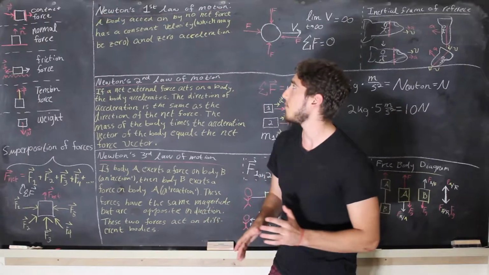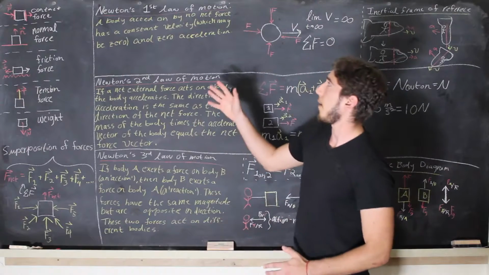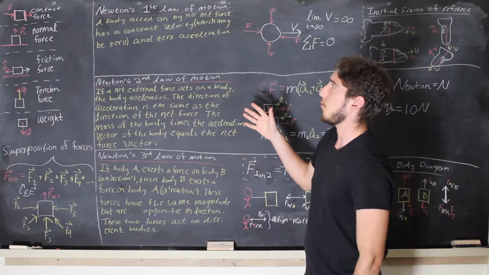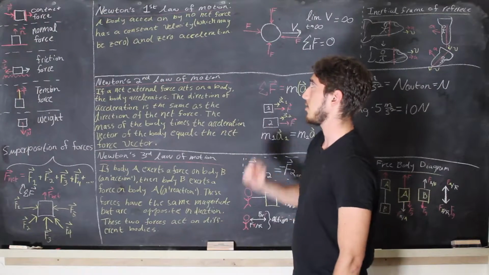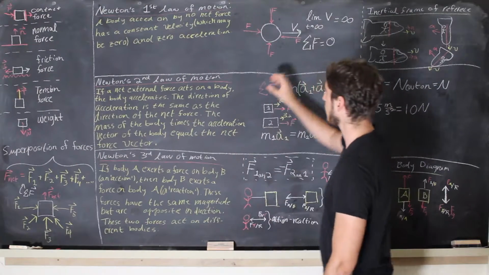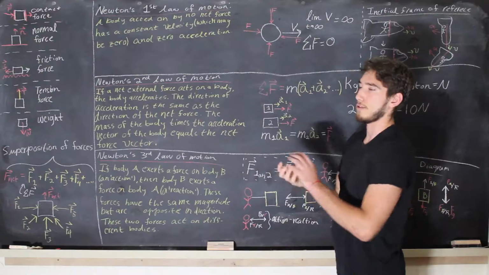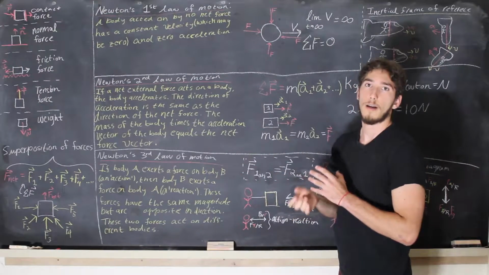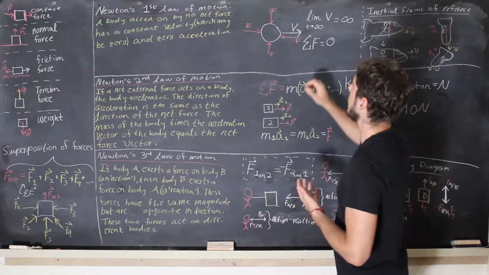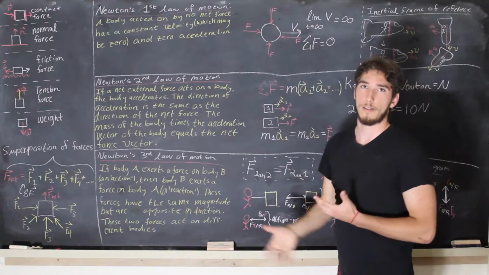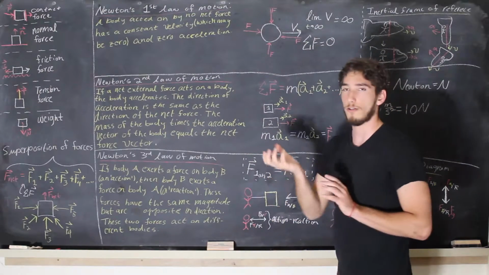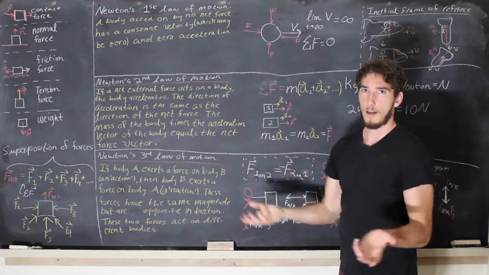So Newton's first law of motion is: a body acted on by no net force has a constant velocity, which can be zero, and zero acceleration. So if I had a ball, and this ball was moving or resting in a vacuum, if the net force on the ball was zero, then the ball would continue to move or stay at rest indefinitely.